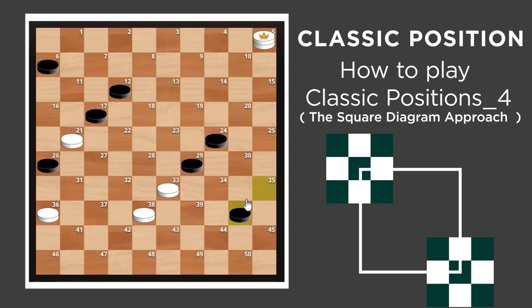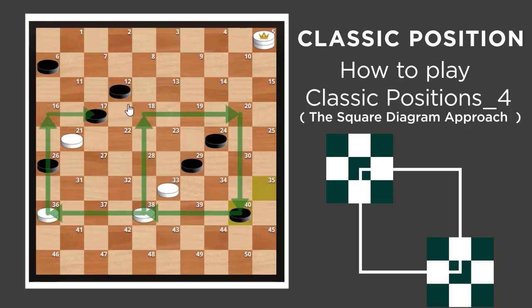And then white will respond by playing 5-46, because if you look at this position, the black piece at square 40, if you draw the square diagram, again we see that the position at 36 has 41 and then 31 surrounding it. The same way this 36 here also has 46 as its position. So we can move the king at 5 to square 46.